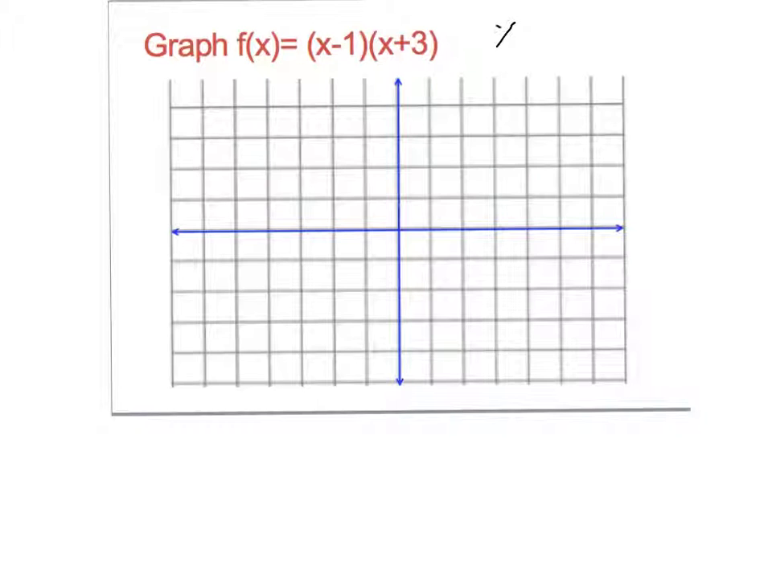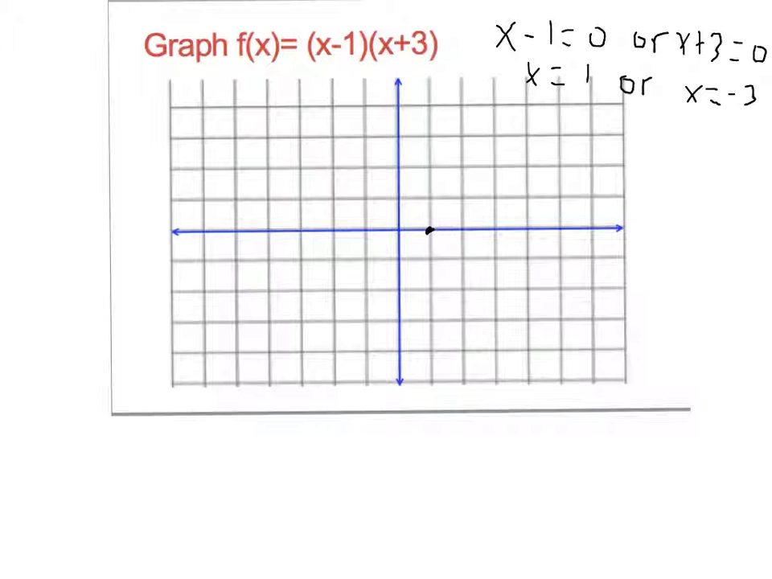So we're going to set each one of the factors equal to 0, and then just solve for x. Add 1 to both sides. x would be equal to 1. Or subtract 3 from both sides. x is going to be equal to negative 3. So those are your x-intercepts on the x-axis at 1 and at negative 3.